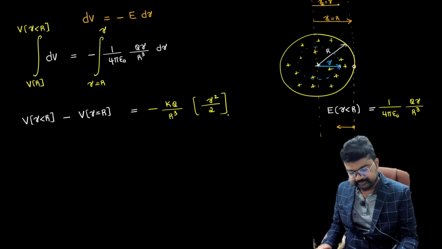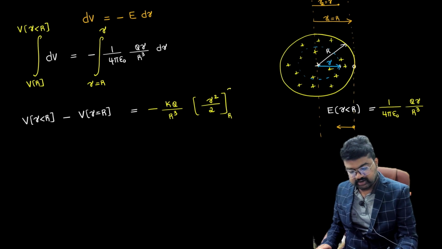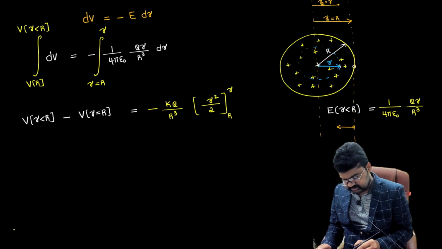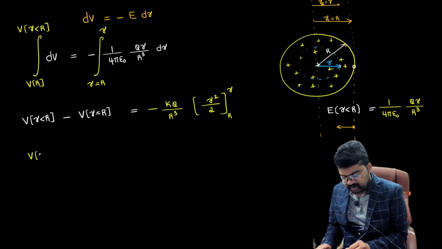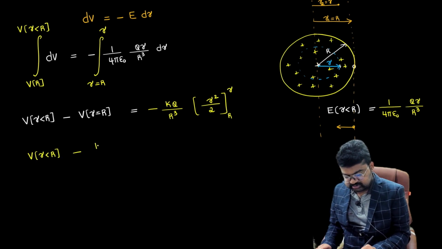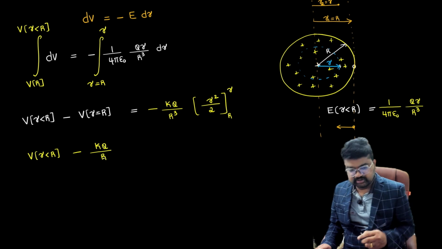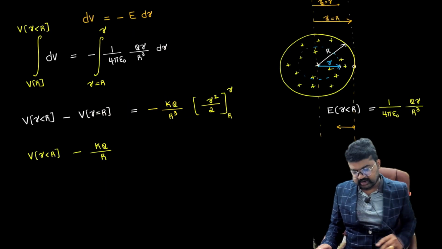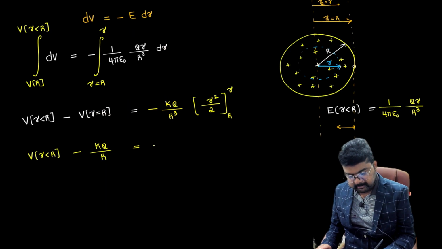Now we have to apply r to R. So then what are you getting? In this case just observe, V of r less than R you don't know, r equal to R you know, kQ by capital R. You know that, we just proved it. Then minus kQ by r cube.